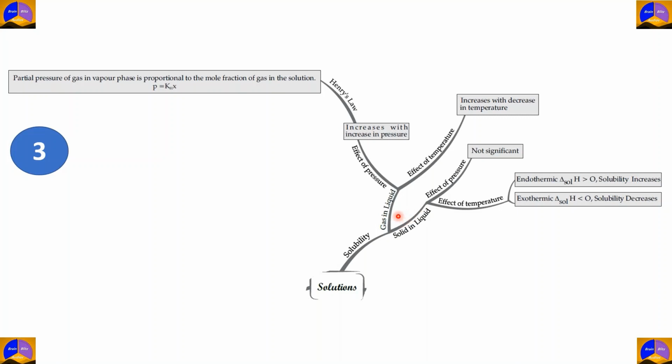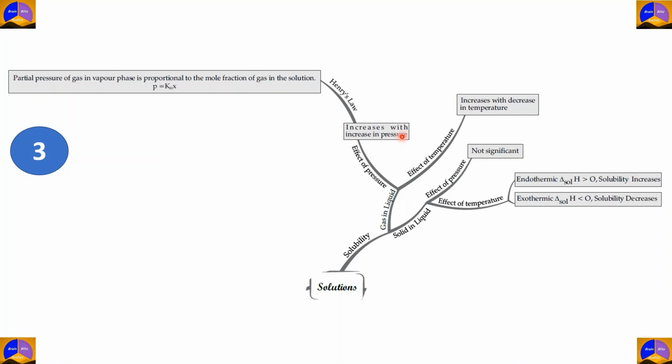Moving on to gas in liquid solutions. For a gas trying to dissolve into a liquid, the solubility increases with decrease in temperature. That's why most aquatic life are better off in cold waters rather than warm water. The effect of pressure for the dissolution of a gas into a liquid: solubility increases with increase in pressure.